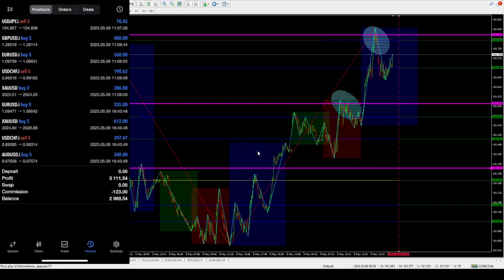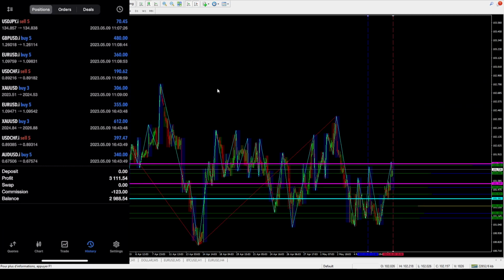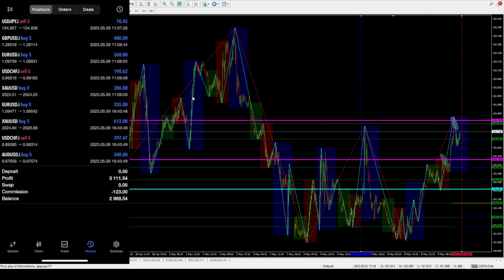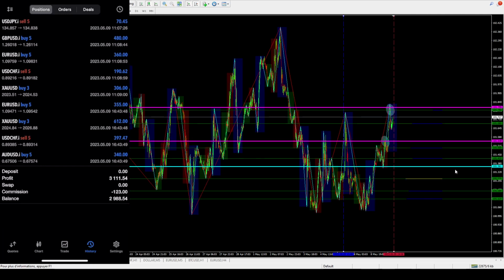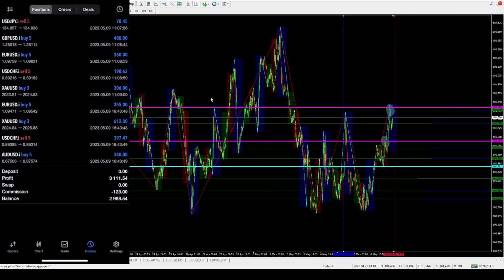I will put it in. And this price is, okay, 101, this price here. I will just go this way. And I think it was in M15. Yes. So this price here is important.